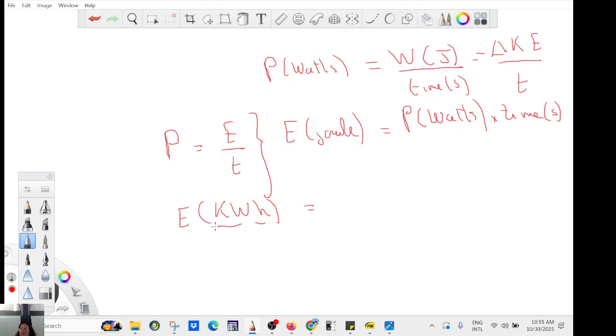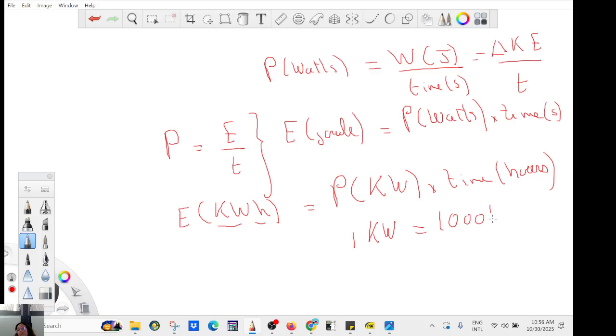But if you are using this unit of kilowatt hour, then you want the power in kilowatts, and you want the time in hours. Okay? And of course, 1 kilowatt is 1,000 watts.